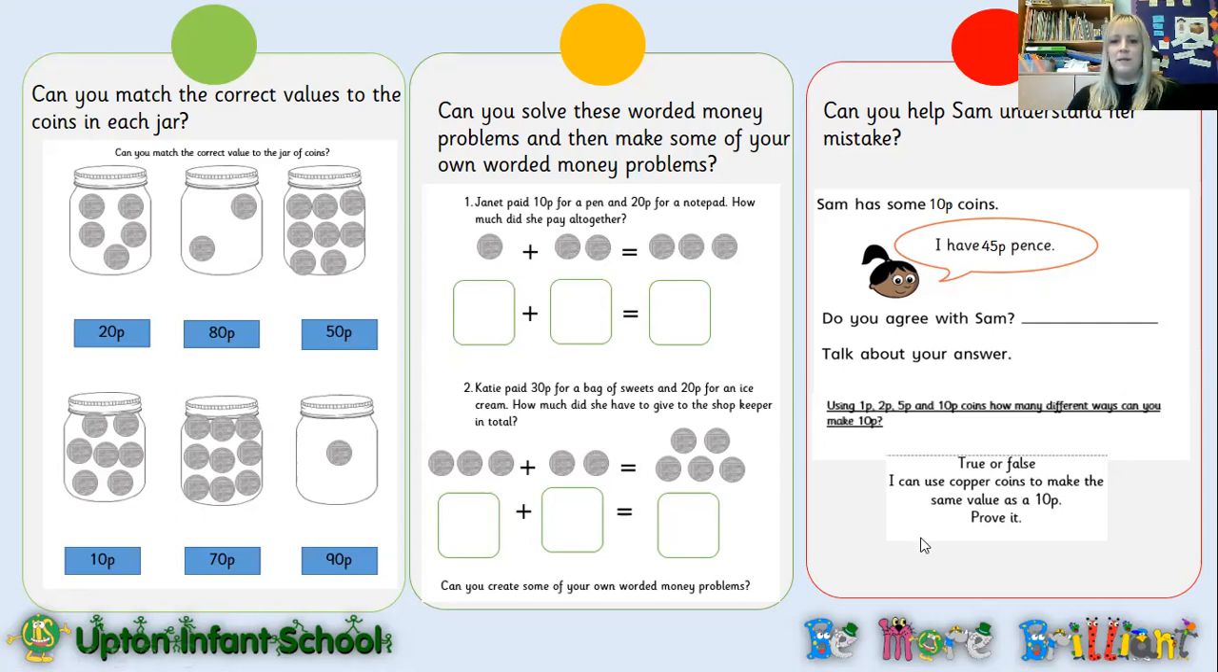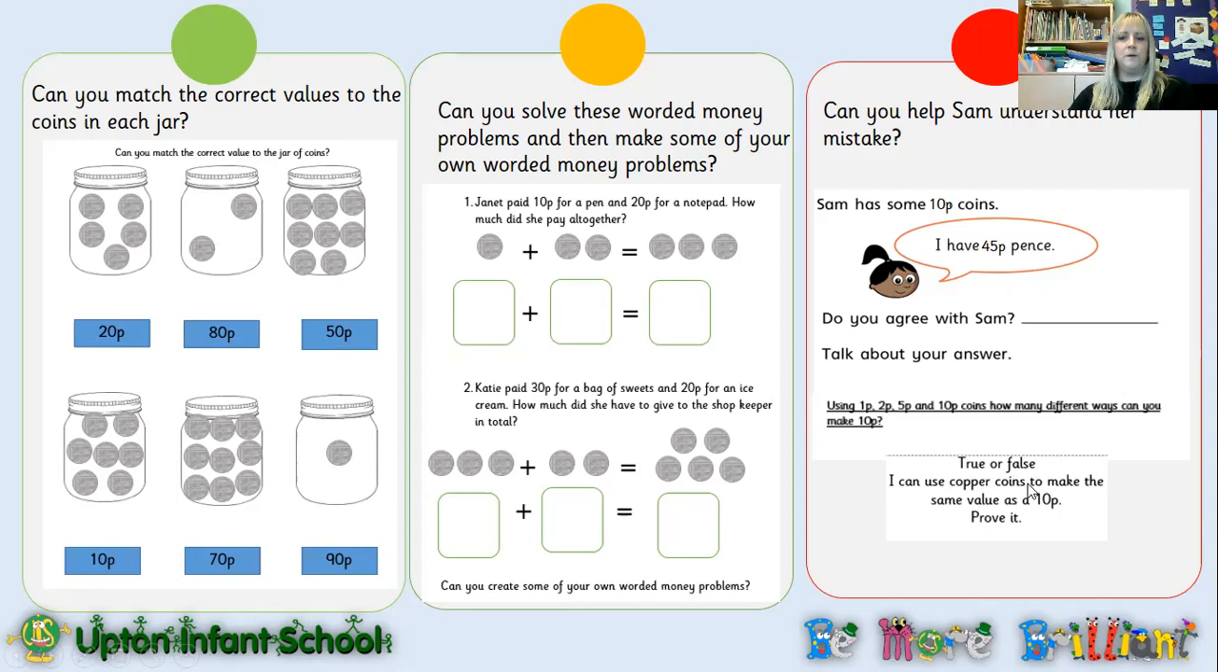And then I've set you another 2 challenges. So your first challenge is using 1p, 2p, 5p and 10p coins. How many different ways can you make 10p? If you remember to yesterday's lesson, I showed you the part whole models and I put coins inside the part whole model. That would be a brilliant way for you to try and show me how many different ways you can make 10p.